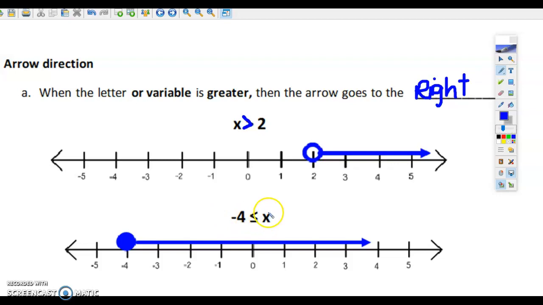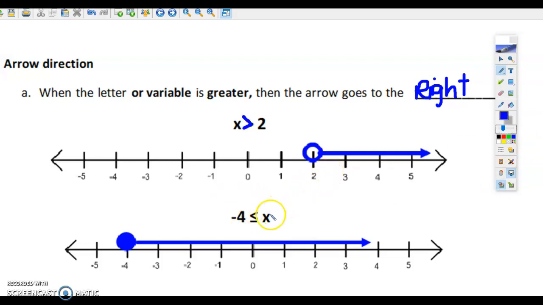So this one says that the x is still the greater side, and so the arrow still goes to the right because all of these are bigger numbers, even on the negative side of the number line. Some of your teachers last year might have said, if the arrow points this way, then it goes to the right. But that's not always the case when the variable's on the other side. So I don't say it that way. I say if the variable is the bigger side, the arrow goes to the right, and it doesn't matter if it's on the left or the right side.